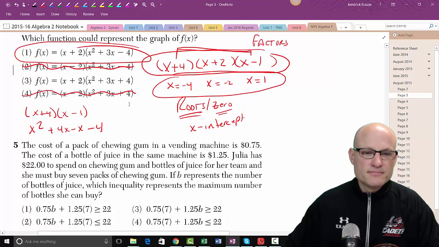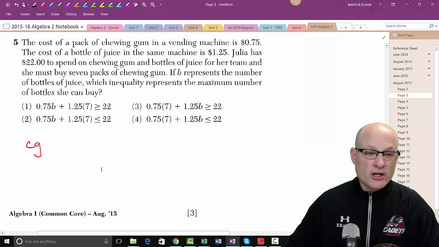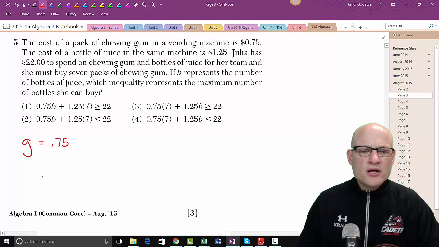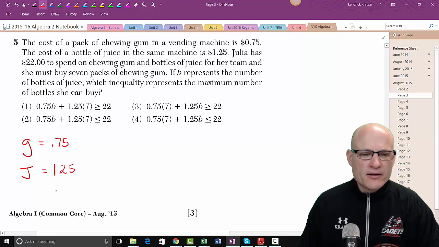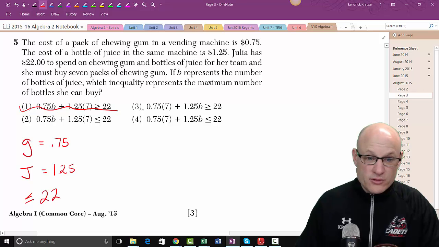There we go, kids. The cost of a pack of chewing gum in a vending machine. So chewing gum, maybe I should just call it gum. Gum is 75 cents. Juice, J, is $1.25. Julia has $22 to spend. So whenever you have $22 to spend, you have to stay less than or equal to that.